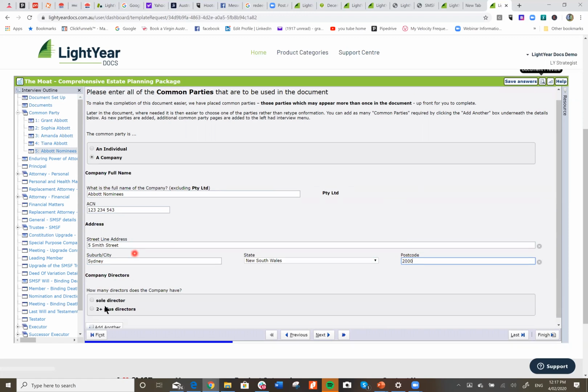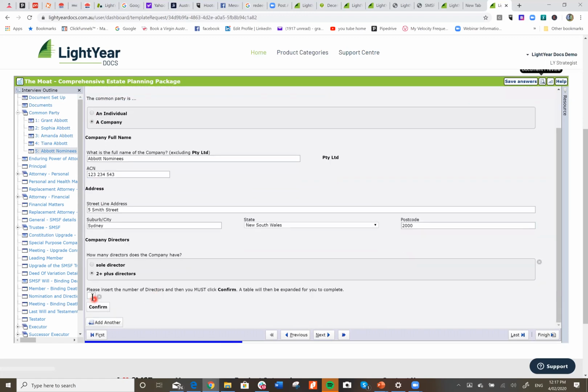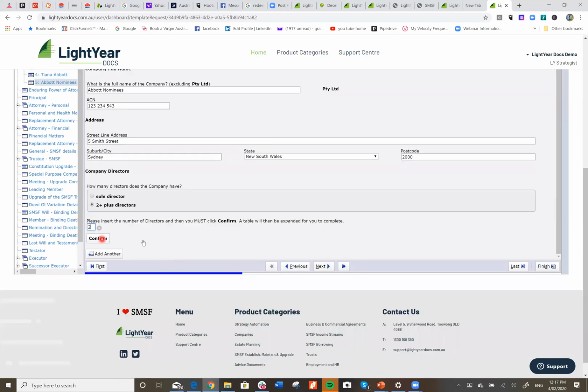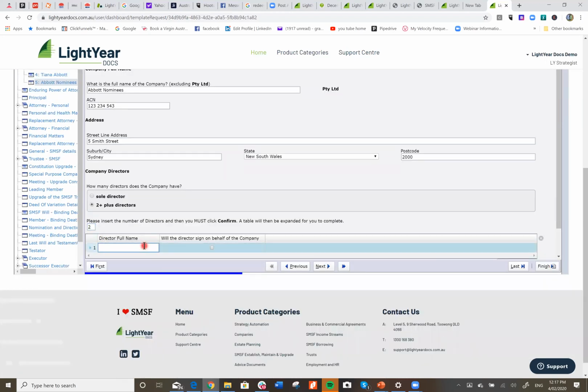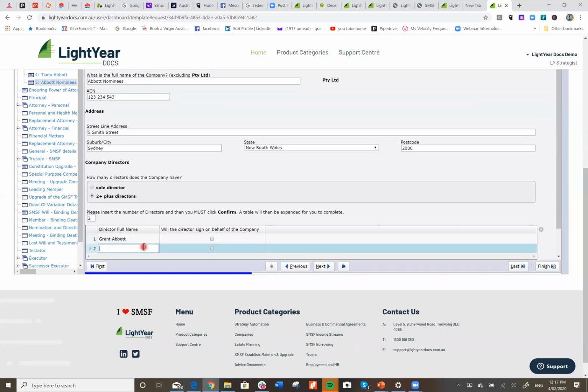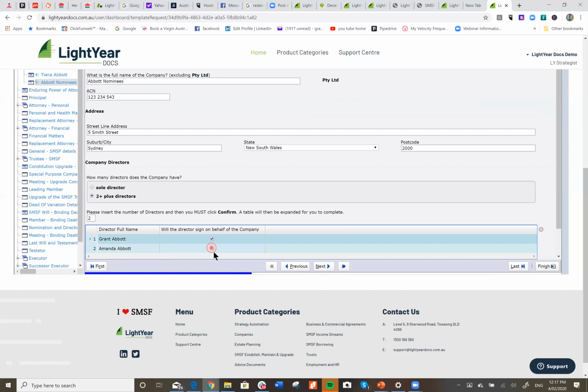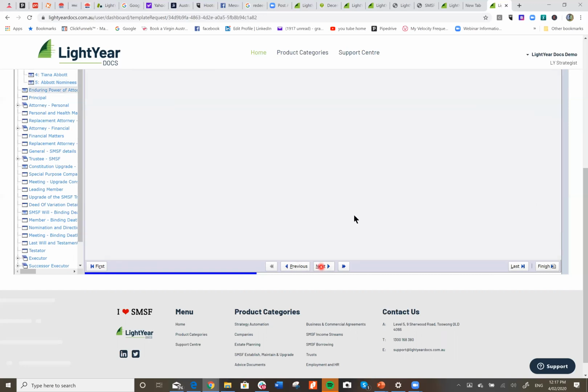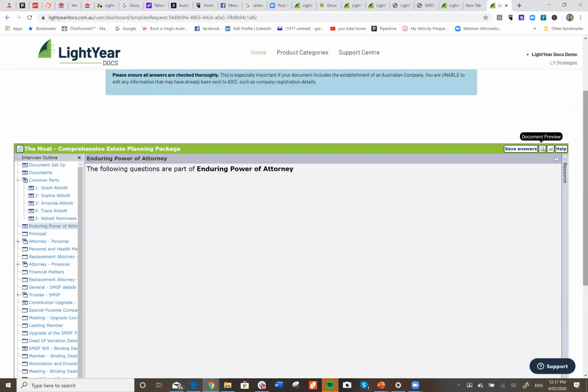And then I've got 2+ directors. I put 2 there. But this would be a leading member. I'd do a leading member upgrade, so that way I control the whole process. But just like Abbott, then I go Amanda Abbott, both sign on behalf. And then that's it. So now I just go through the enduring power of attorney.